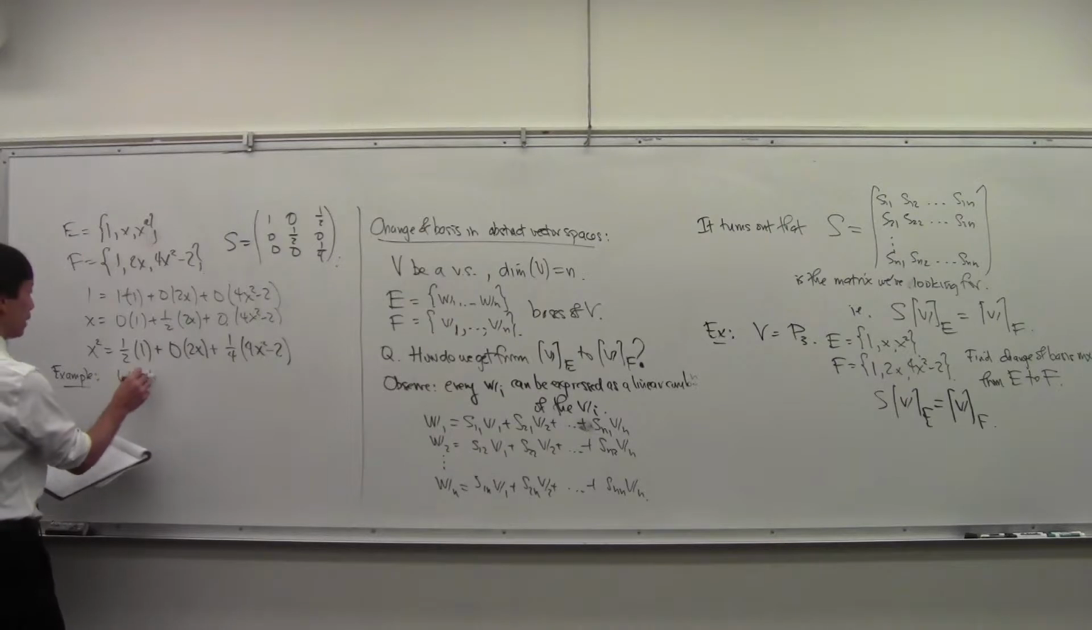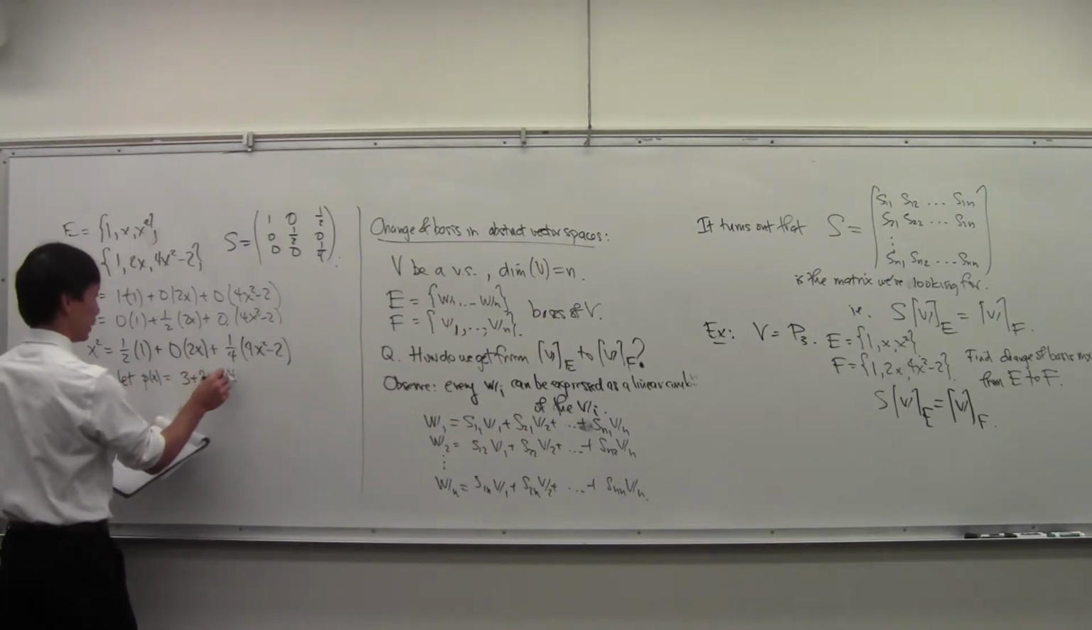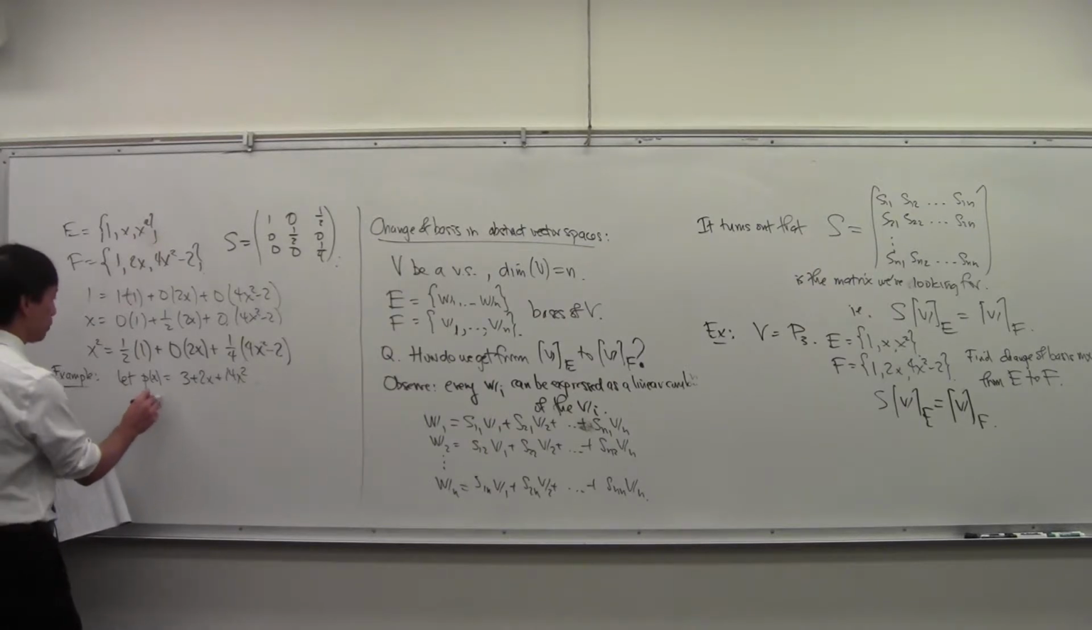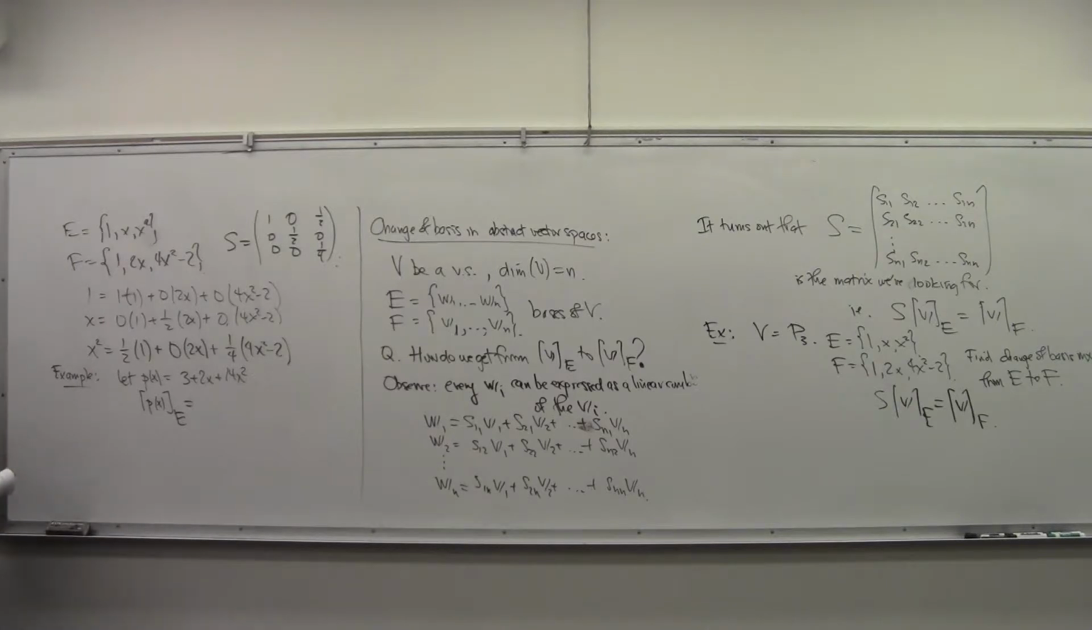Let P of x be the polynomial 3 plus 2x plus 14x squared. If I take P of x's coordinate vector with respect to E, what is it? Think for 10 seconds and then tell me. Five seconds is up. Go. Somebody tell me: what's P of x's coordinate vector with respect to E?